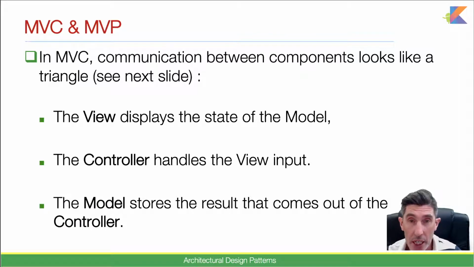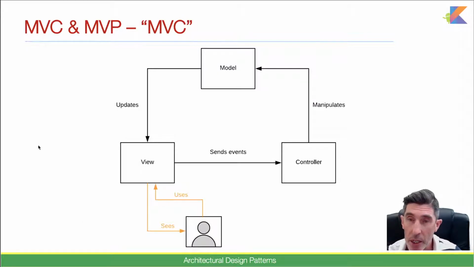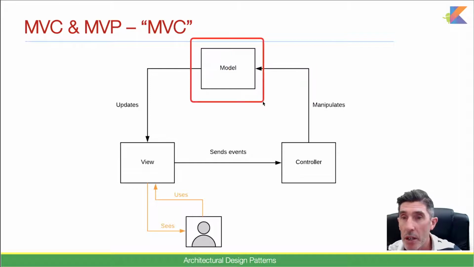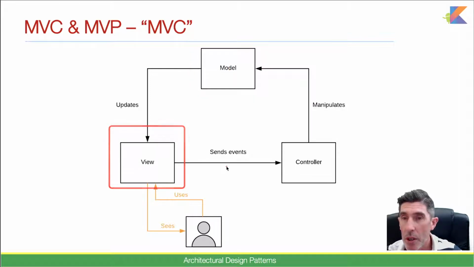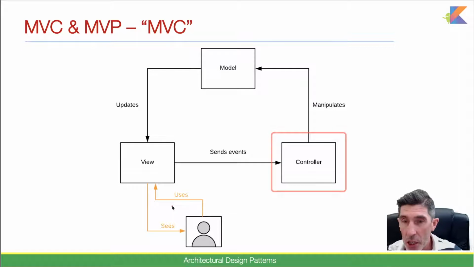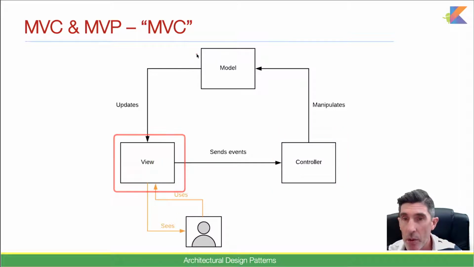So to look at it from a diagram perspective, just a nice graphic, here's our model, our view, and our controller, and the user interacts with the view. The model will send updates to the view, and the view then sends events to the controller. So the user might be looking at a view, a screen, a layout. They click on a button, that's an event. It's sent to the controller.